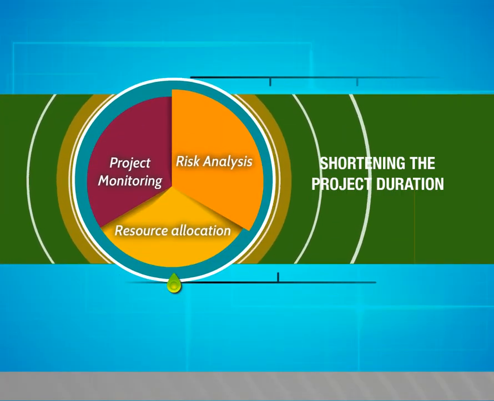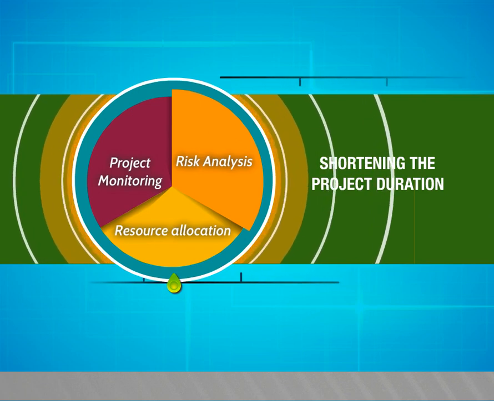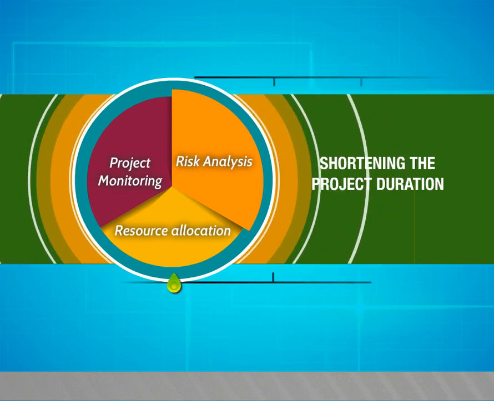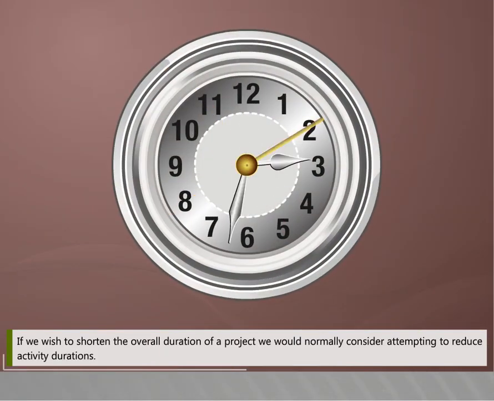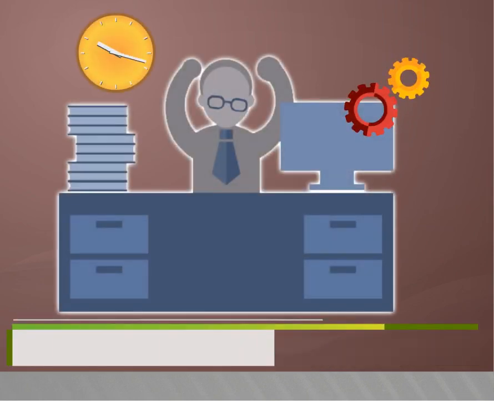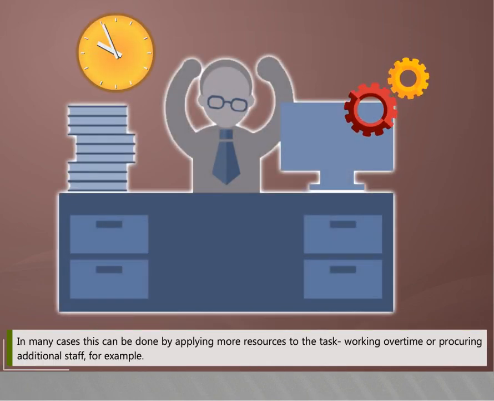Shortening the project duration. In this video, we are going to see about shortening the project duration. If we wish to shorten the overall duration of a project, we would normally consider attempting to reduce activity durations. In many cases, this can be done by applying more resources to the task, working overtime, or procuring additional staff, for example.